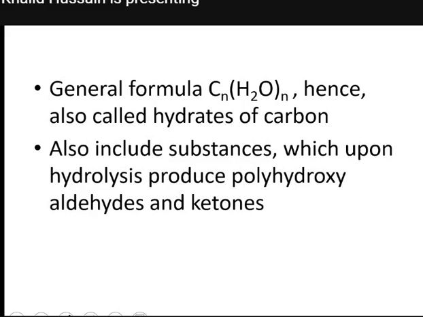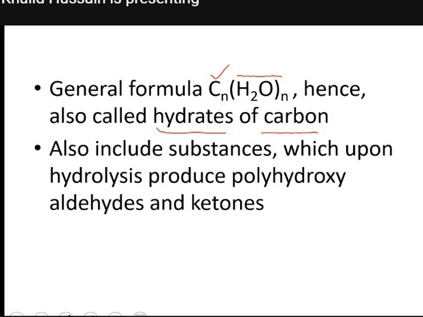General formula for carbohydrate is CnH2nOn. So you see here, this is carbon and this is water. Hence, these are also called hydrates of carbon. Hydrate means water, so these are the hydrates of carbon. That is why the name is carbohydrate.